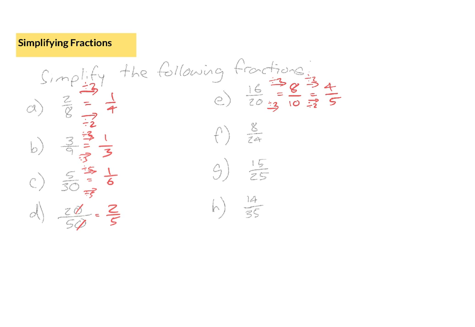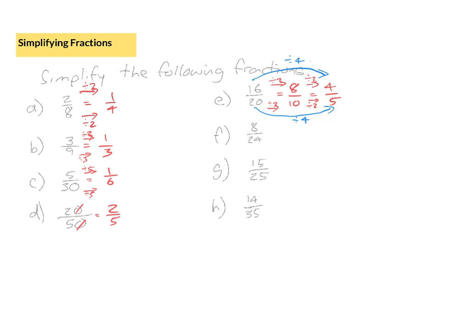But I could have gone straight from here, 16 to 4, and from 20 to 5. I could have just done divided by 4. Either method works. If you can spot the larger number that you can divide into both, do it straight away. If not, you can do it in steps. There are no lost marks for doing this in steps.